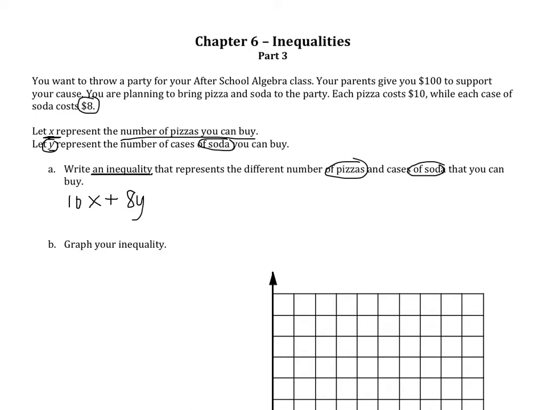Now, I only have $100 to spend. I don't want to spend any more money than that because my parents only gave me $100. So this is what I buy. That has to be less than or equal to $100. It has to be less than or equal to $100 because that's the only money I have. I only have $100. So I don't want to spend any more. I don't want any more to come out of my pocket. So that's for A. That's your inequality.